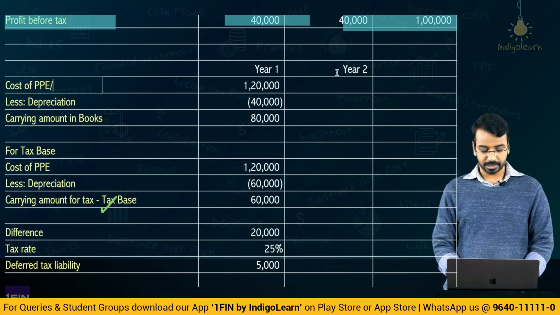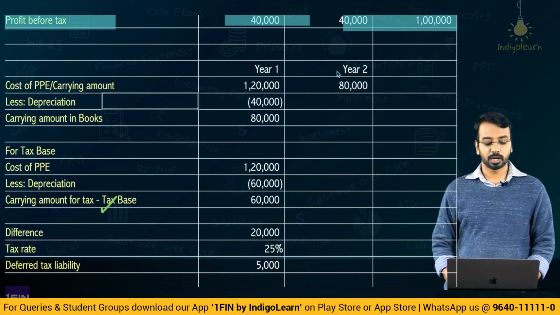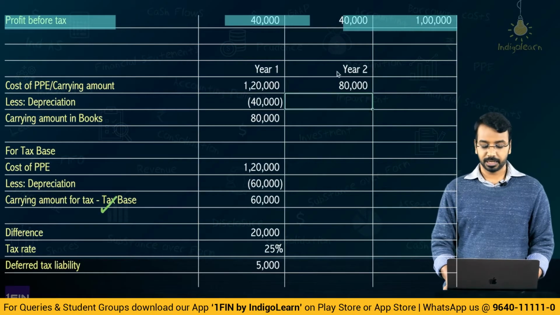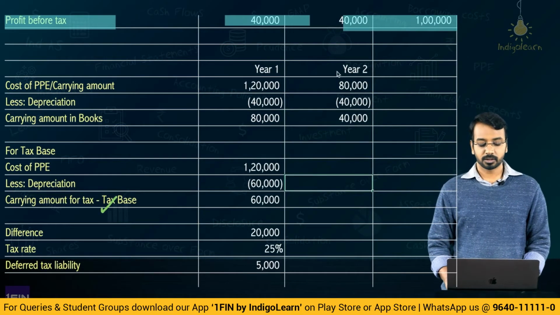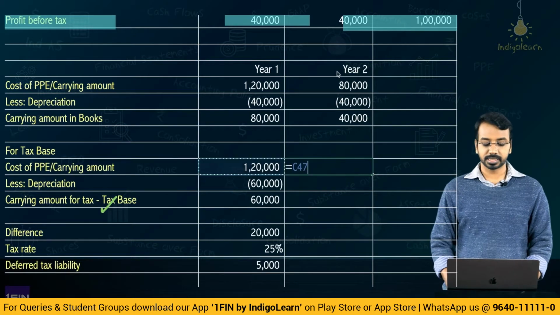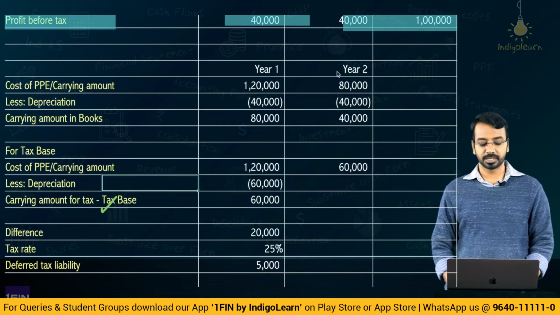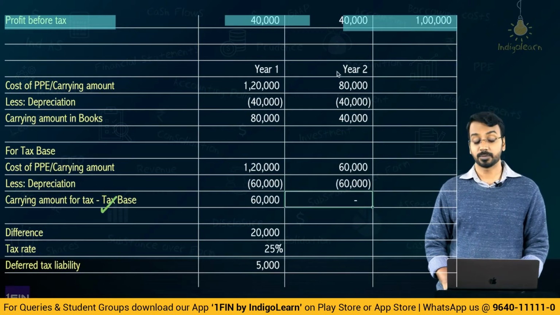Cost of PPE, or I will say carrying amount. Now, what is the carrying amount? 80,000. How much is the depreciation? Again 40,000. What is the carrying amount in books now? 40,000. For tax, what is the carrying amount? The carrying amount is 60,000. What is the depreciation? 60,000. Then, what is the carrying amount for tax base? The carrying amount for tax base is 0.